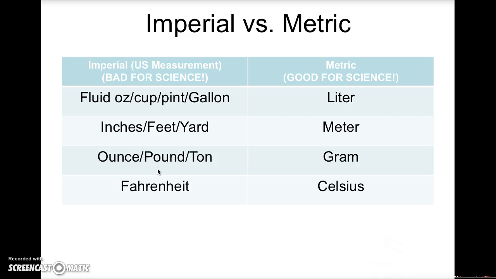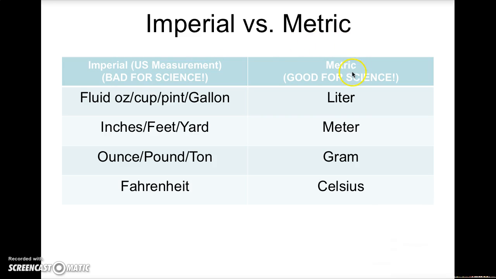And so the system we use in the United States is called the imperial system, and we have some different measurements that we use that I'm going to go over in just a second. I'm going to say that these are bad for science. These are bad measurements we use for science, but it's what we know and it's what we've always kind of used here in America. So a lot of these are going to seem familiar to you.